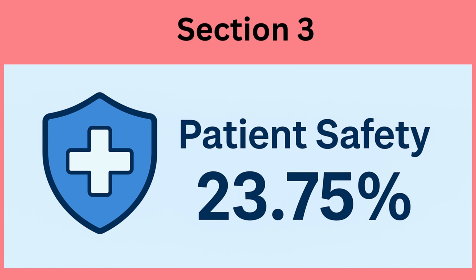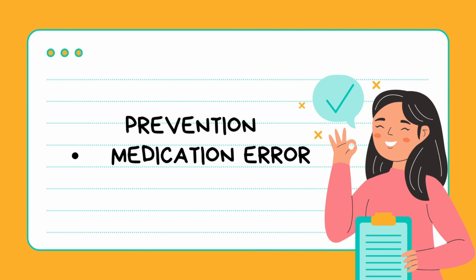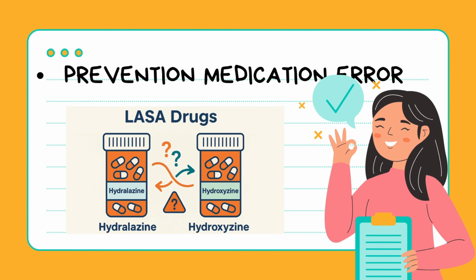Section 3. Patient safety and quality assurance, 23.75%. Almost a quarter of your exam is about patient safety. This focuses on preventing medication errors. Learn LASA drugs, look alike, sound alike, like hydralazine versus hydroxyzine. Error prevention strategies: tall man lettering, avoiding trailing zeros, using barcodes.